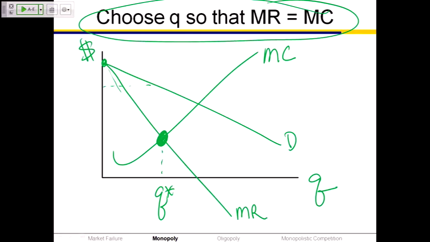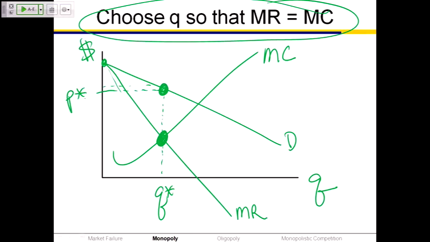Just go up. So Q star is the quantity that's going to maximize profit. The maximum price they can charge if they're a single price monopolist, that is if they're charging everybody the same price, we're going to find by going up till we hit our demand curve and then dash that over, and that's the price P star. A profit maximizing monopolist chooses to produce a quantity where marginal revenue equals marginal cost. They charge a price that is above marginal cost.